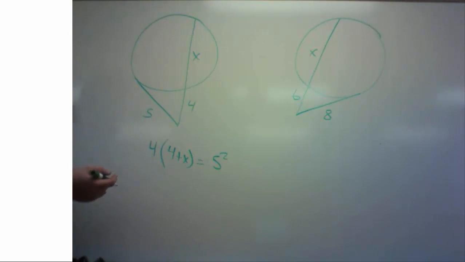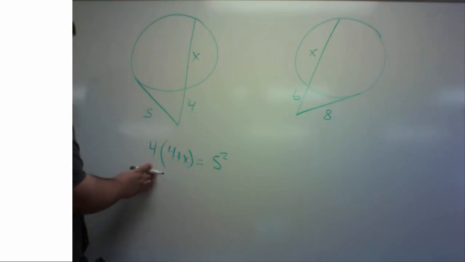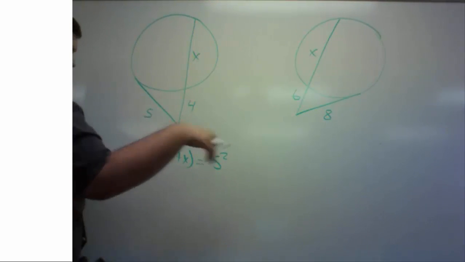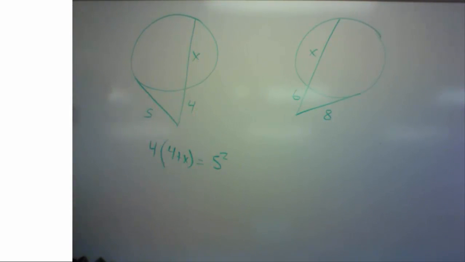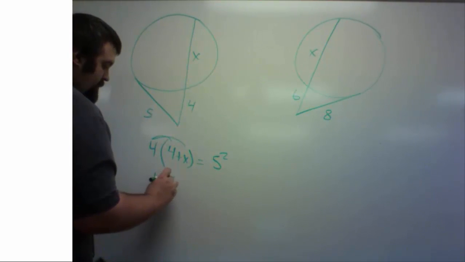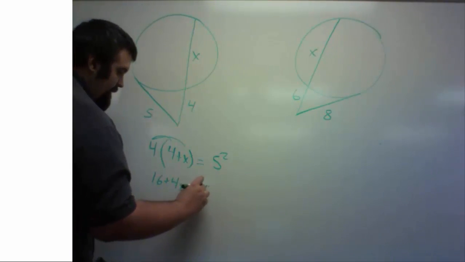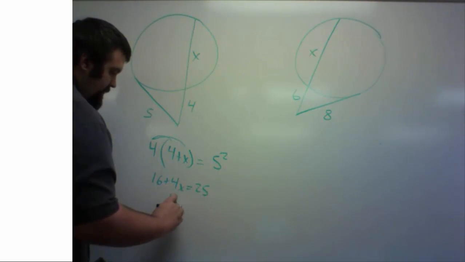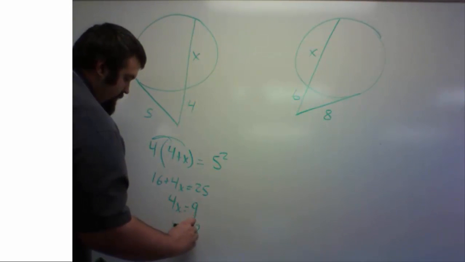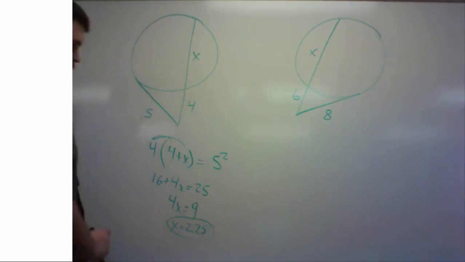And at this point, it's just algebra. So external part there. Full length 4 plus x there. Tangent segment there. Square. Distribute now. 16 plus 4x equals 25. Subtract 16 from both sides. 4x equals 9. So x is 2.25 or 2 1/4.